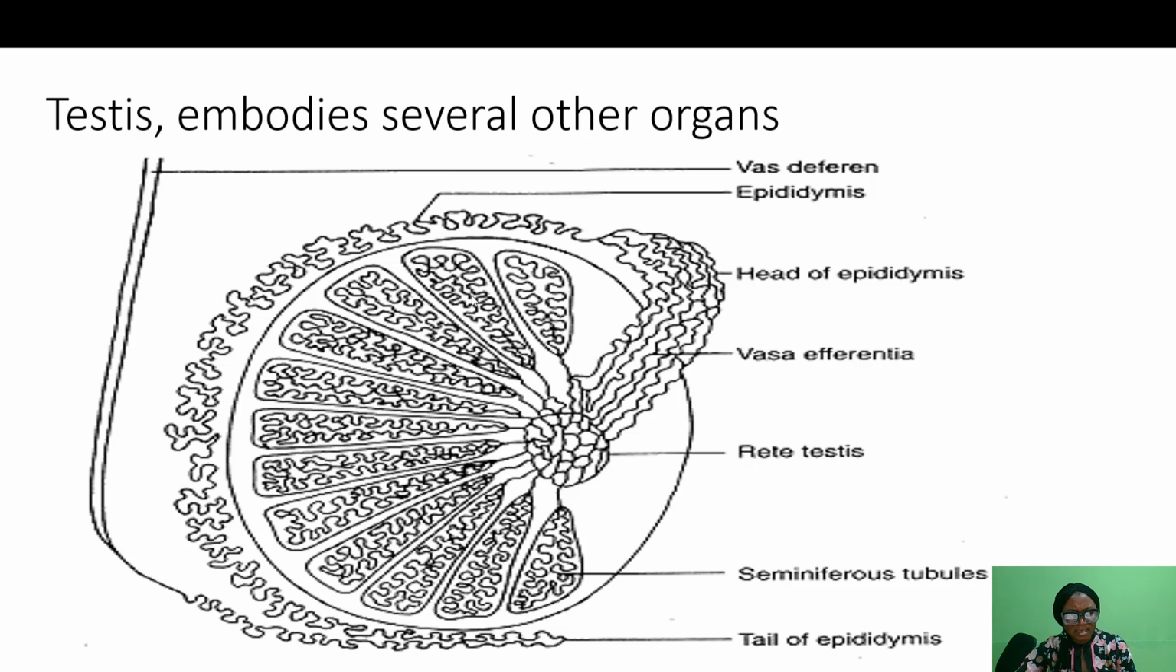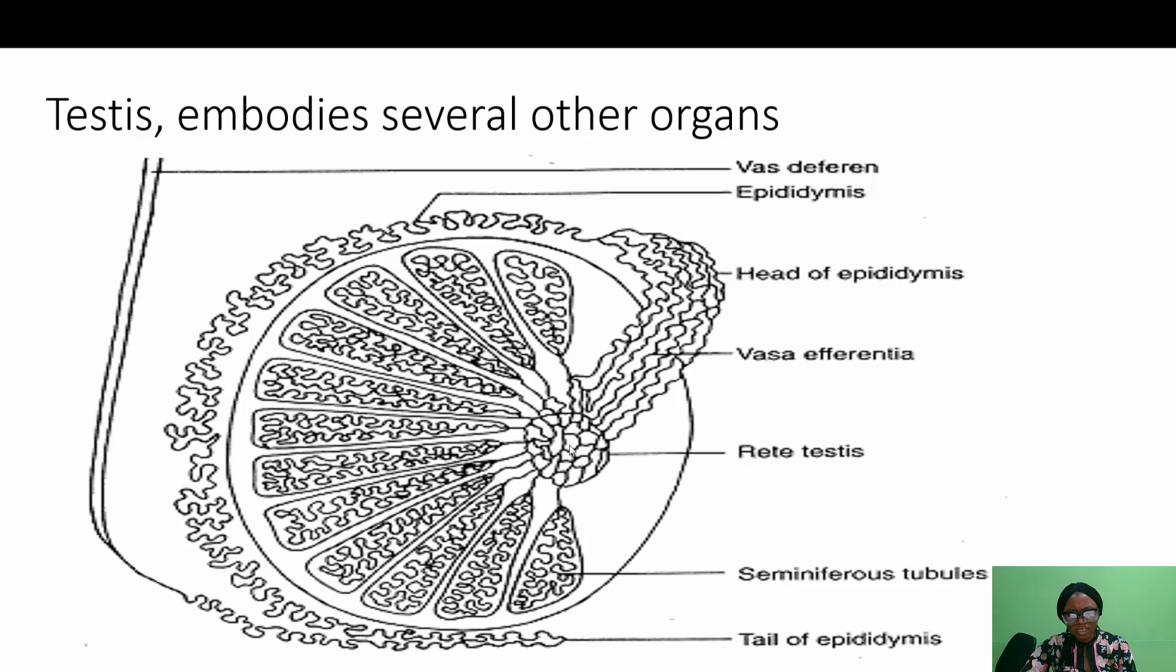So here, this is still the seminiferous tubule. You can see how coily it is and how numerous it is. This is the rete testis we saw in the last image. And when the sperm cells are produced here, they migrate from the seminiferous tubule into the rete testis.